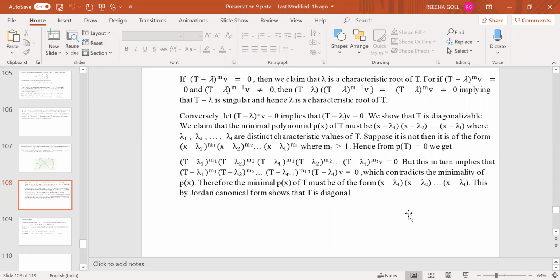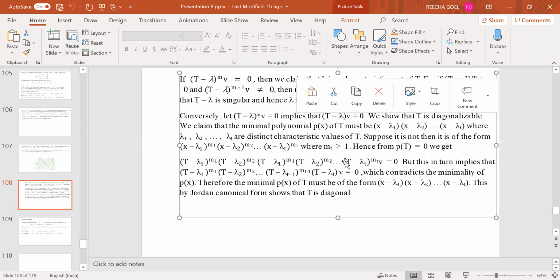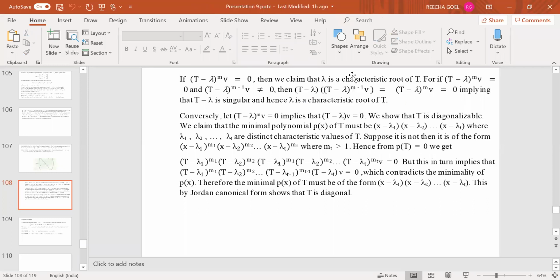Then let me calculate (T minus lambda) of (T minus lambda) raised to the power m minus 1 of v, and I just multiply this. So this is nothing but (T minus lambda) raised to the power m of v, and it is given to be 0. So this implies, because T minus lambda carries a non-zero vector to 0, that T minus lambda is going to be singular, and hence lambda is the characteristic root of T. Okay, first part is obvious.